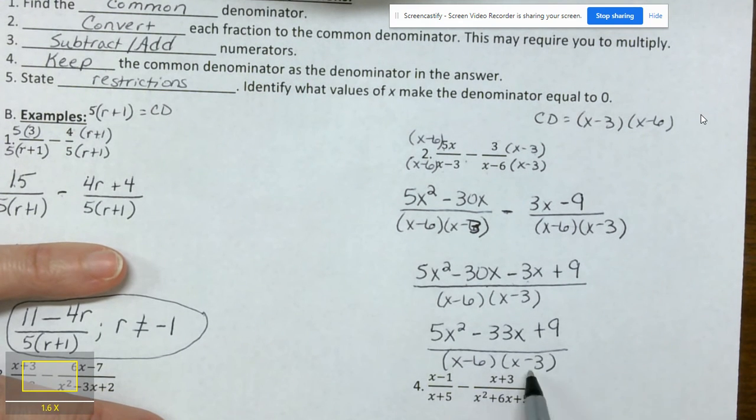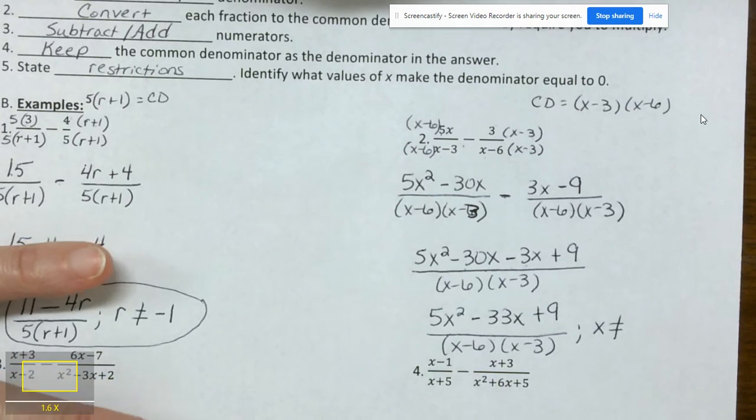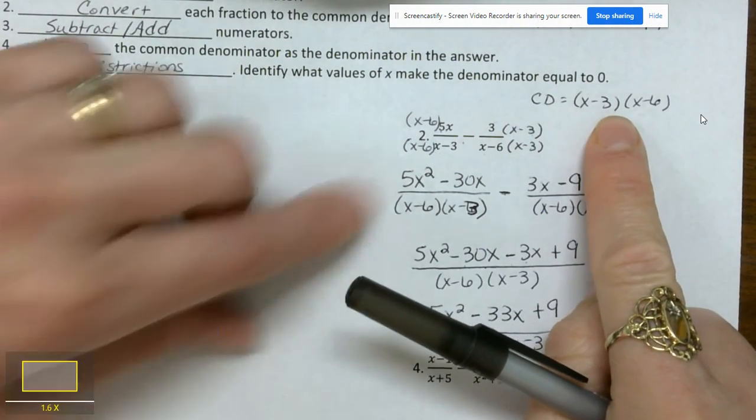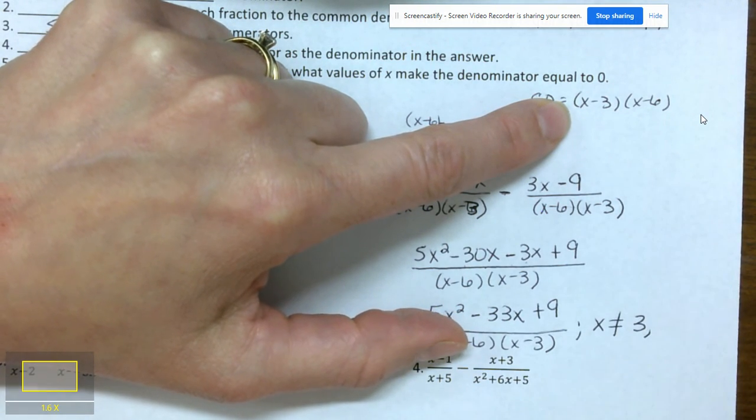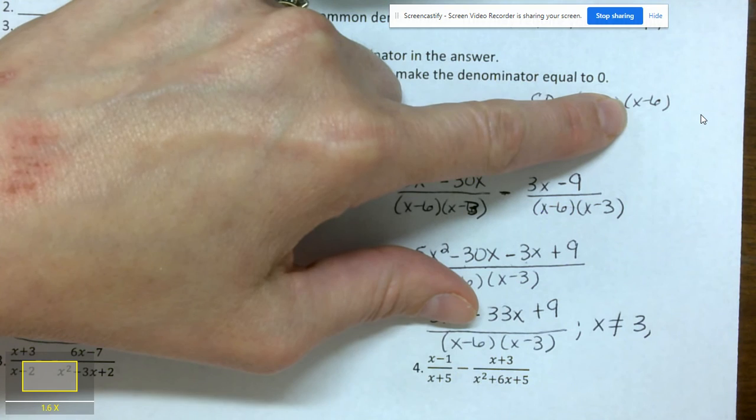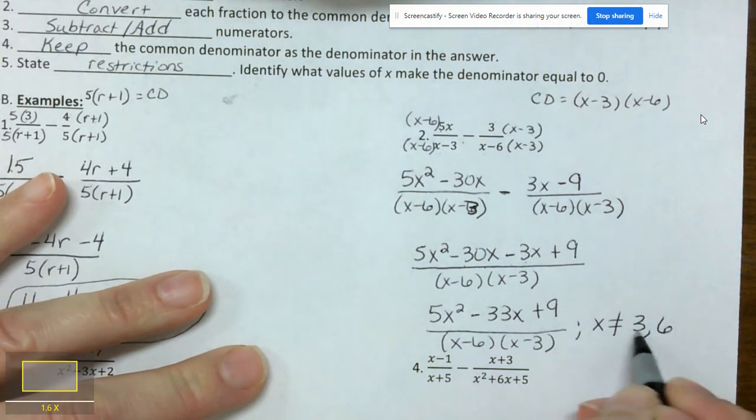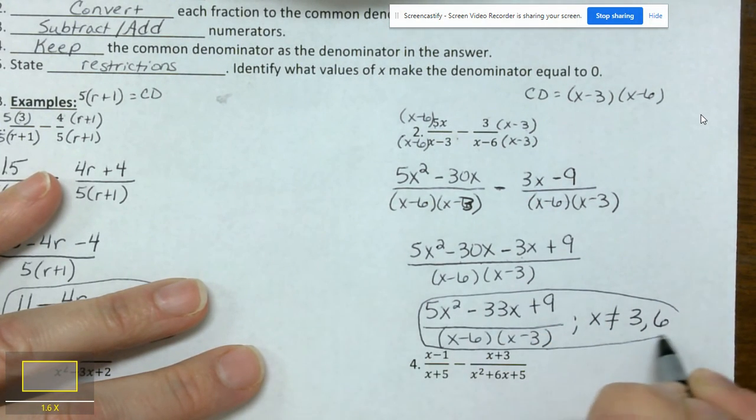Once you have it simplified, then you list your restrictions. So we go back to our common denominator to get our restrictions. What would make x minus 3 equal to 0? That would be if x is 3. What would make x minus 6 equal to 0? That would be if x is 6. So our x cannot be equal to 3 or 6. And this would be your answer.